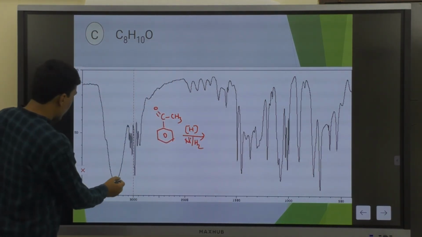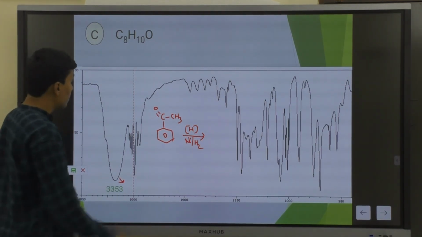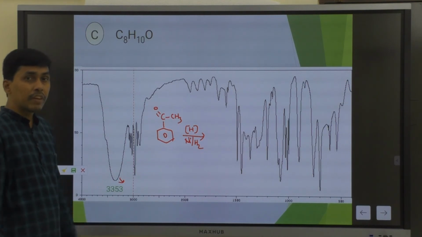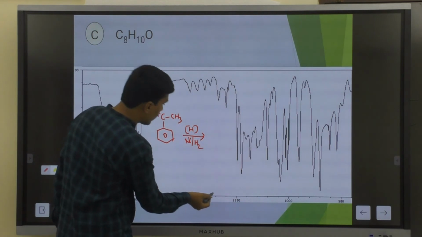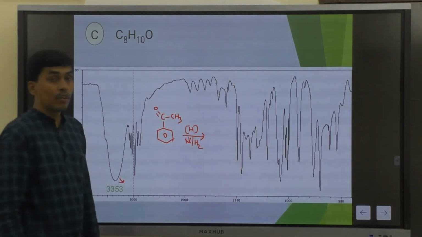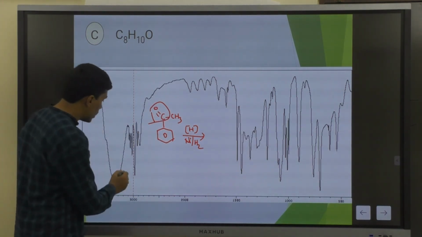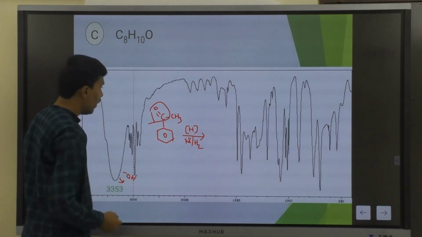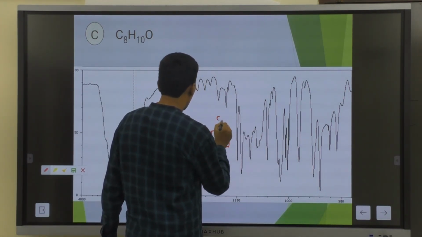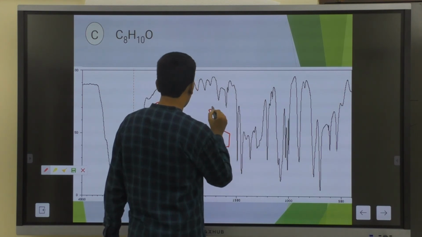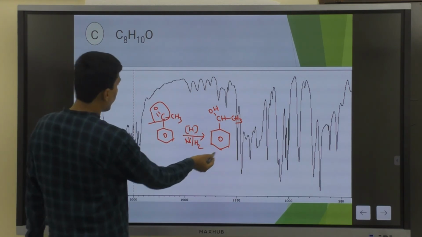So we can see here at 3350 a broad peak, which gives the information that there is an OH peak. And at 1650, there is no sharp peak. So the absence of C double bond O and the presence of an OH peak indicates there is a reduction of the keto group, that is CHOH and CH3.